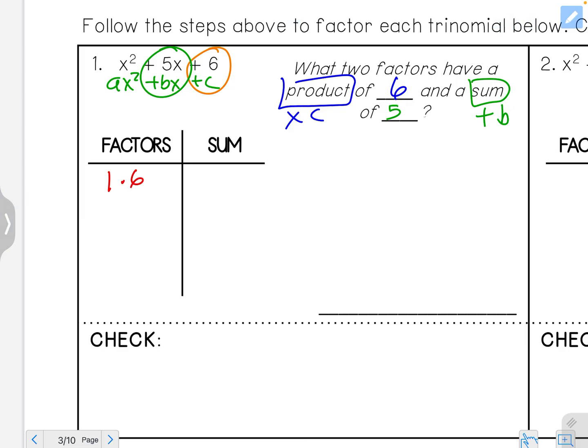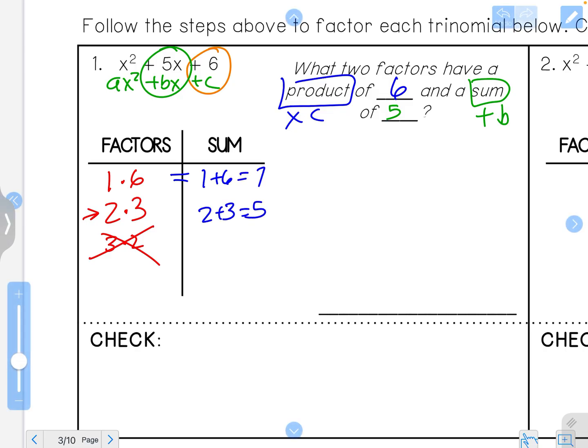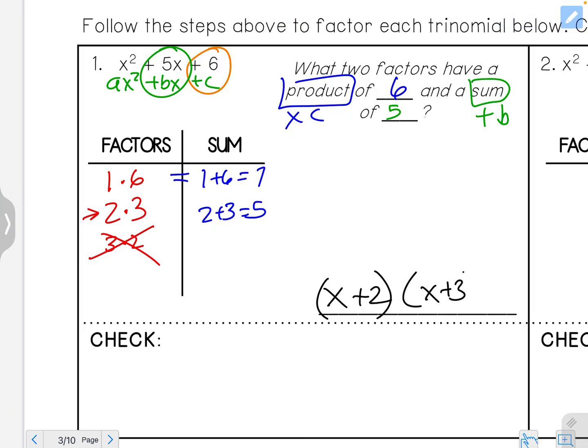So we got 1 times 6, we've got 2 times 3, and then we've got 3 times 2, but we've already written down 2 times 3, so we don't need to write it down again. And so now what we're going to do is we're going to add them together. 1 plus 6 equals 7, 2 plus 3 equals 5. So what that tells me is that my answer is x plus 2 and x plus 3, because we needed to multiply to get 6 and add to get 5, which meant that combo worked best.